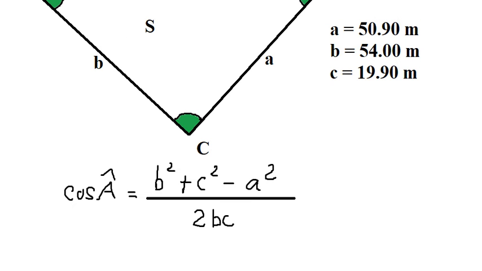Now we have the information in here. We can put A here, B here, C here, B and C from here, C here. So B is about 54, C is about 19.9, A is about 50.9, and so on.